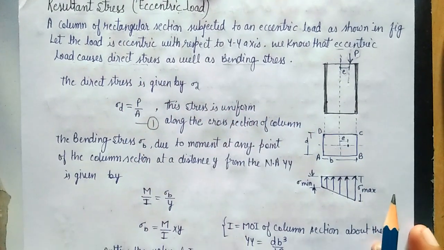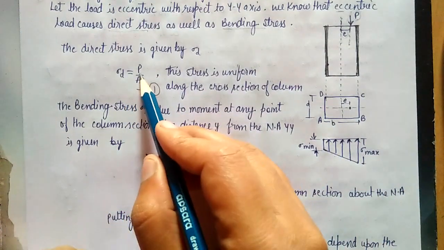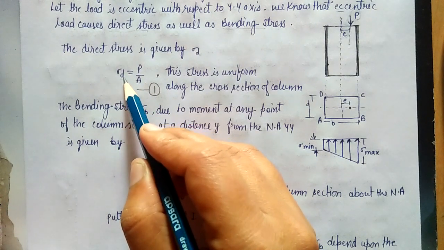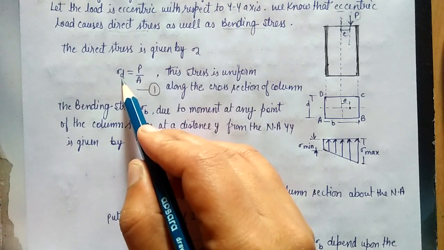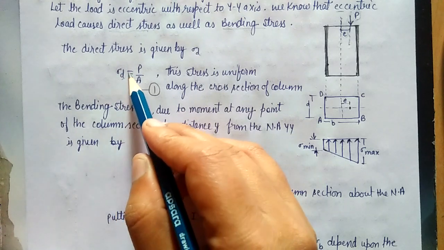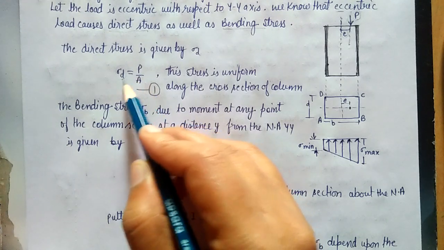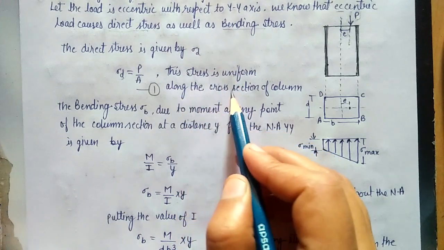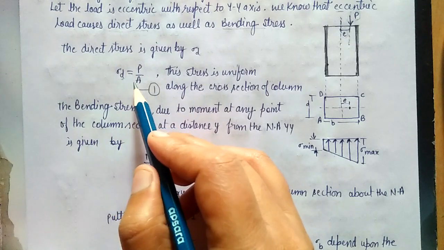So we know very well what our direct stress is. Direct stress is given by the simple formula sigma d. Here sigma represents stress and d stands for direct. So the direct stress is equal to P upon A, that means load upon area. This is the value of stress. This stress is uniform along the cross section of the column.